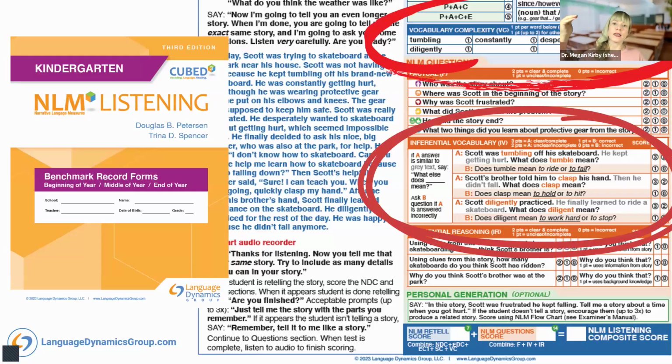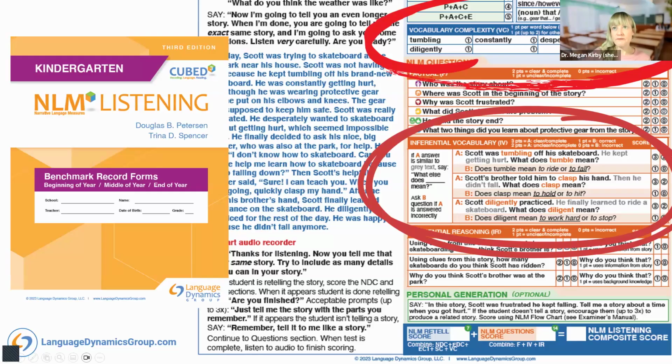Okay, so I can assess the student's ability to make inferences about unknown words and their meanings on the narrative language measures form. Okay, so both reading and listening have these 2 parts. For example, this one right here, Scott was tumbling off his skateboard. He kept getting hurt.